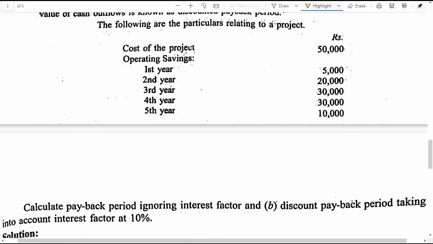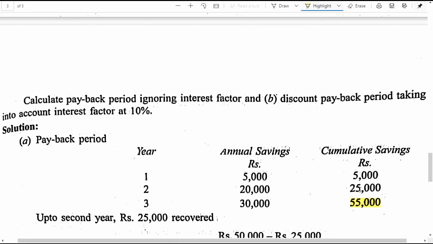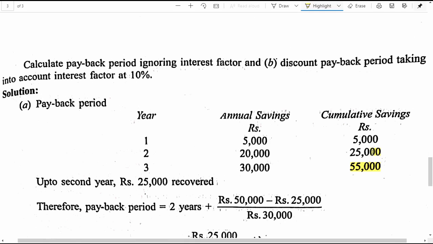Now look at the investment made in the project. It is only 50,000. Therefore, payback period is not really 3 years, it should be less than 3 years. Because till the end of the second year, we are able to recover 25,000. So we depend upon the cash inflow of the third year, 30,000 rupees, just to recover the balance of 25,000 rupees to get back our total investment of 50,000 rupees.